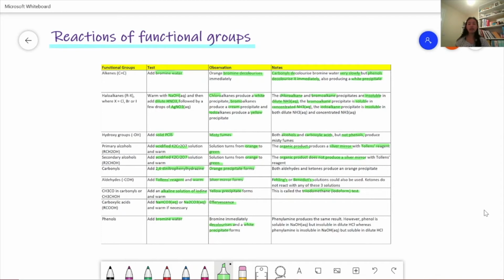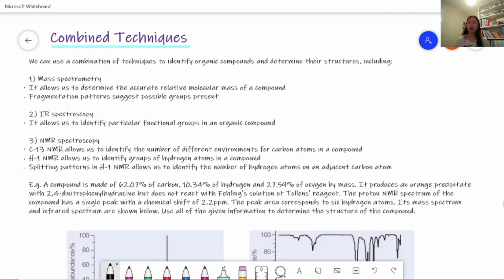And one thing to note is that phenylamine, so a benzene with an NH2 group, will produce the same result. But the way we can distinguish between a phenol and a phenylamine is that the phenol will be soluble in sodium hydroxide but insoluble in dilute hydrochloric acid, whereas phenylamine is insoluble in sodium hydroxide but soluble in dilute hydrochloric acid. Now we're going to look at combining all the techniques that we've learnt.